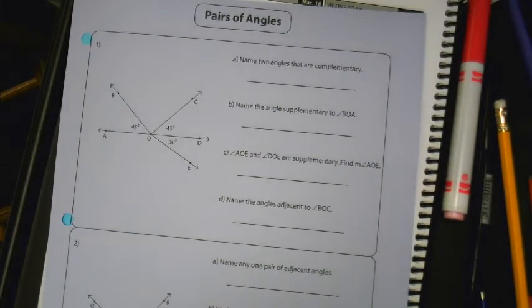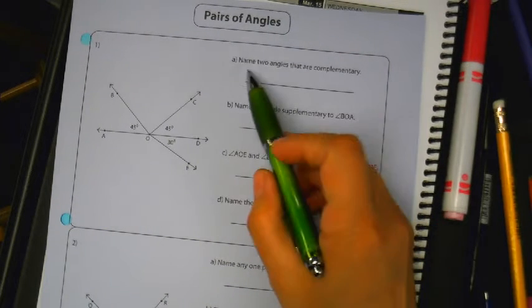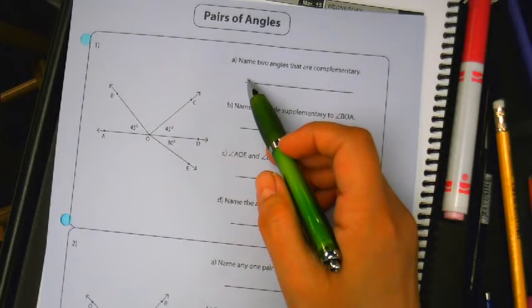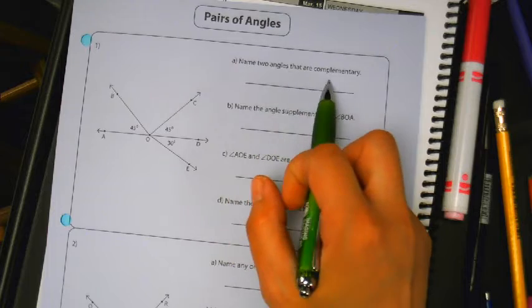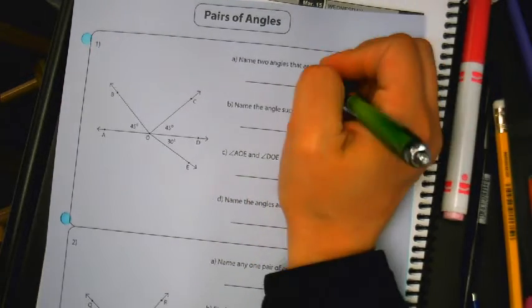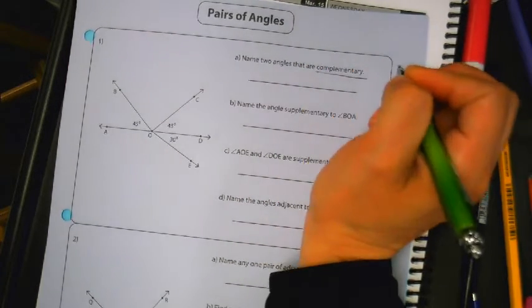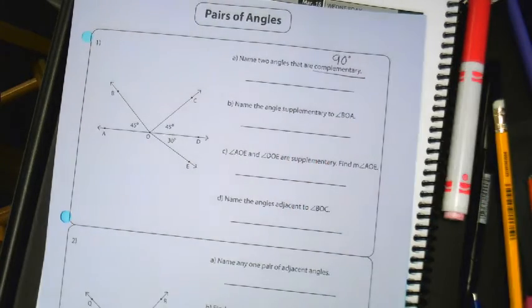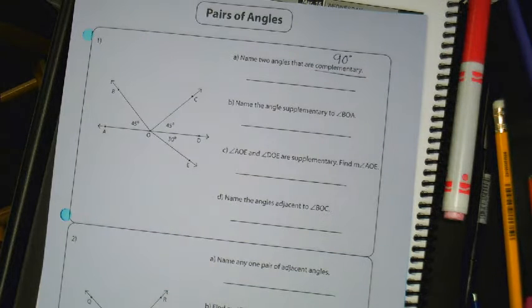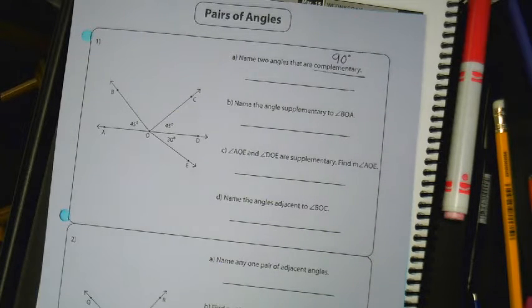This goes back to kind of what we were doing last week, but a little different. It says, and there's more than one right answer, ish. Name 2 angles that are complementary. What does complementary mean? Complementary means angles that add up to 90 degrees. So which 2 angles that are given here add up to 90 degrees?